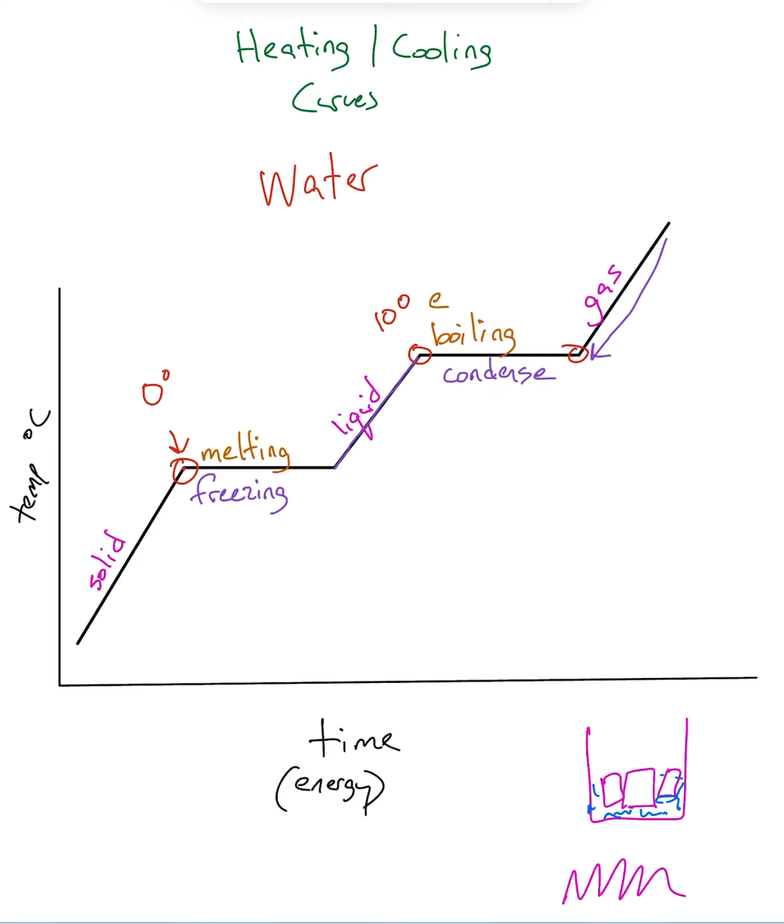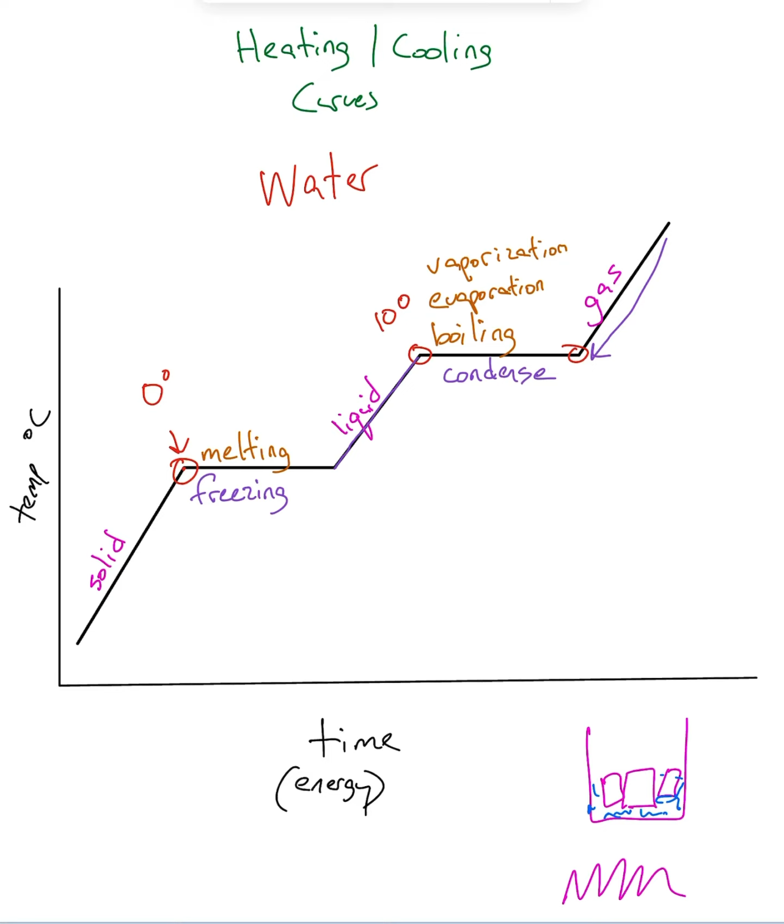Another word for boiling point is evaporation or vaporization. That's probably going to be the best word to use, but if you were to understand evaporation point or a boiling point, that's okay too. Any one of those are fine. So yeah, that's it. That's a heating curve, cooling curve.